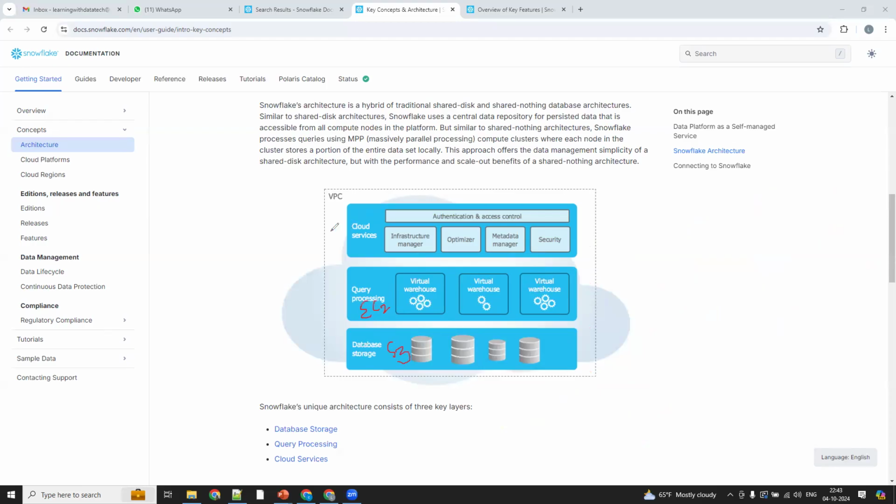See, Snowflake is a third-party, independent company, right? They have to manage this EC2 node and S3. EC2 is a separate service in AWS. S3 is a separate service in AWS. In the backend, Snowflake has to manage all these services. These services are completely managed by the infrastructure manager.